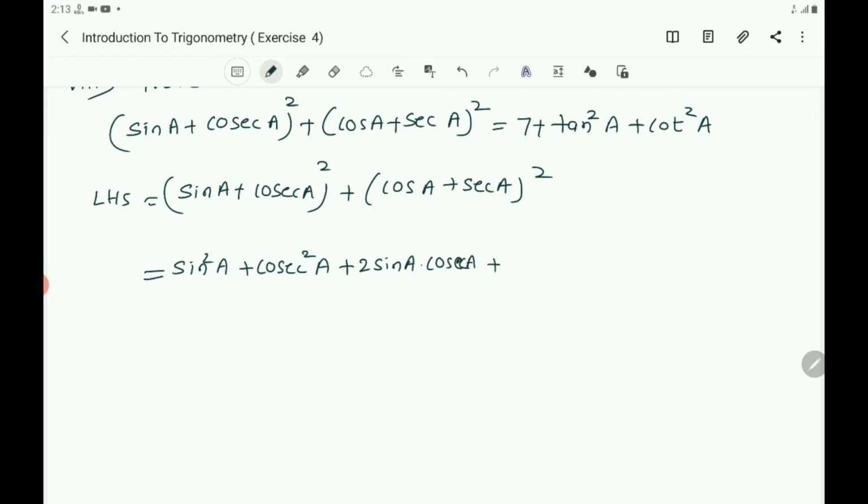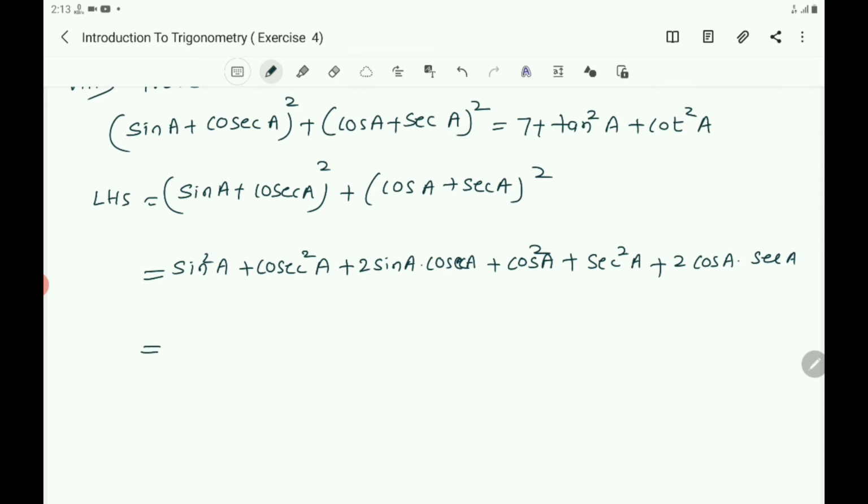plus expansion of cos A plus secant A whole square, that is cos square A plus secant square A plus 2 cos into sec. So you take 2 into cos A into secant A. Here you use the identities used. Which identity used here? x plus y the whole square equals x square plus y square plus 2xy, or in other words you can say a plus b the whole square equals a square plus b square plus 2ab.